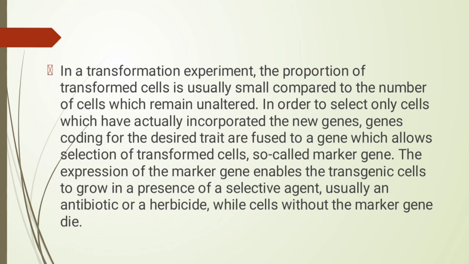In a transformation experiment, the proportion of transformed cells is usually small compared to the number of cells which remain unaltered. In order to select only cells which have actually incorporated the new genes coding for the desired trait, the genes are fused to a gene which allows selection of transformed cells, the so-called marker gene. The expression of the marker gene enables the transgenic cells to grow in the presence of a selective agent, usually an antibiotic or a herbicide, while cells without the marker gene die.